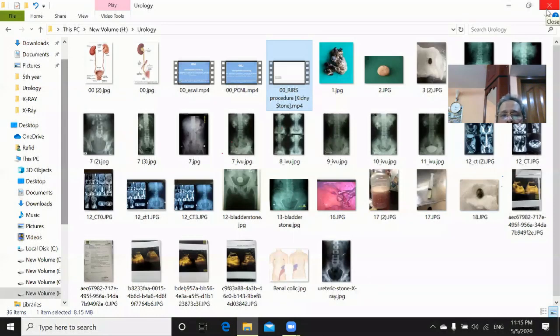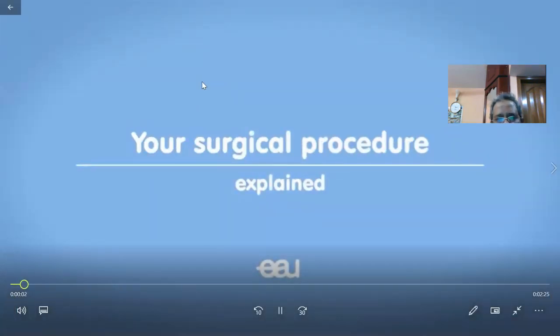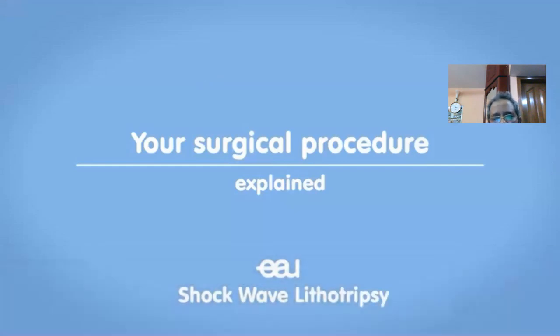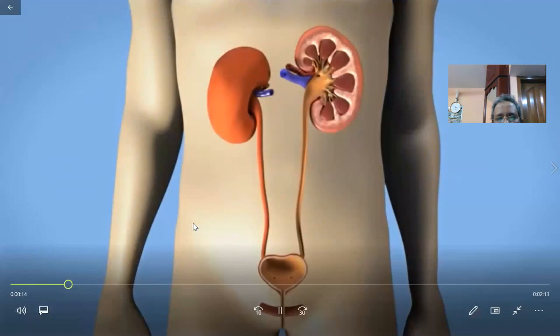Another option, which is nowadays rarely used, is that you undergo a shock wave lithotripsy. During this procedure, external shock waves are directed to the location of the stones in your body, which break the stones into tiny pieces.